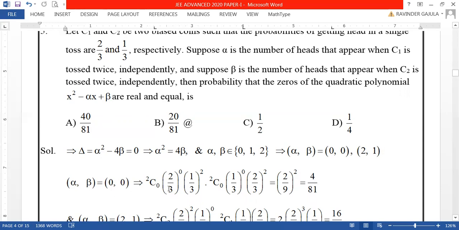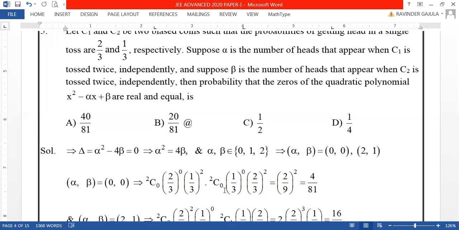So for beta 0, the number of heads is 0. So that 2C0, why is it 2C0? Two times. That means from the concept of random variables, when a coin is tossed n times, the number of successes can be taken as nCr p^r q^(n-r).